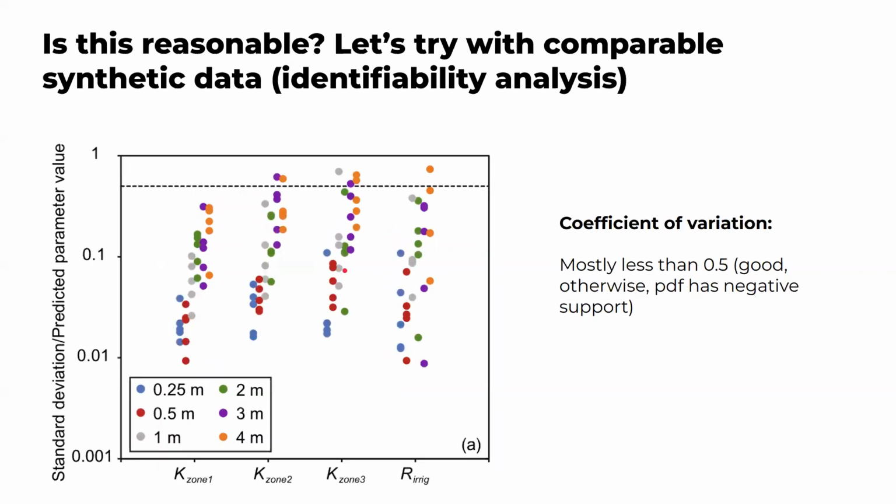Then we want to see the coefficient of variation. The coefficient of variation is the ratio between the standard deviation and the predicted value. This has to be not above 2. Otherwise, when we generate values for the Monte Carlo sampling in the forward UQ, we would generate negative values of the coefficients, and this is unacceptable. And again, this is almost never the case. So we're reasonably happy about this.